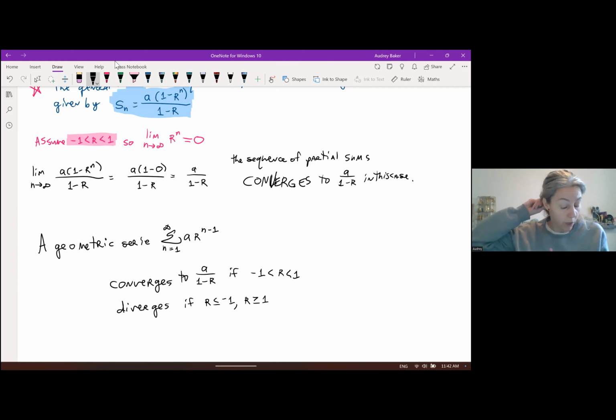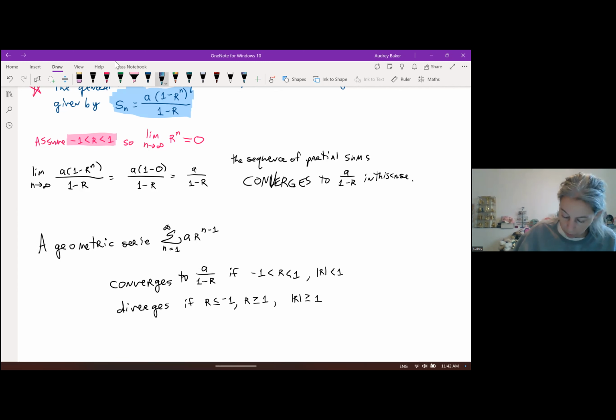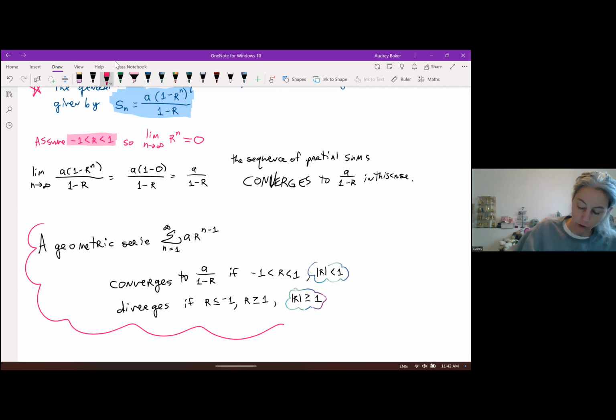So in other words, we can think of this as: if the absolute value of r is less than 1, that's going to stick us between -1 and 1. Or here, the absolute value of r is greater than or equal to 1. So these absolute values are actually a really useful way of looking at this. This right here tells me convergence and divergence of a geometric series.